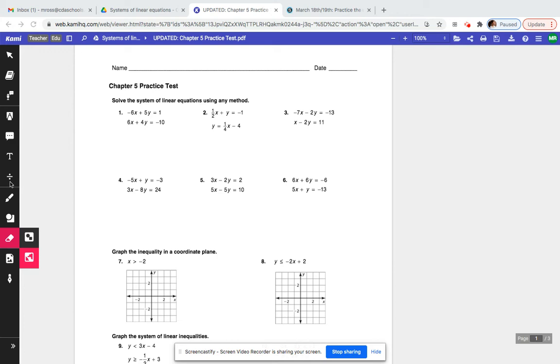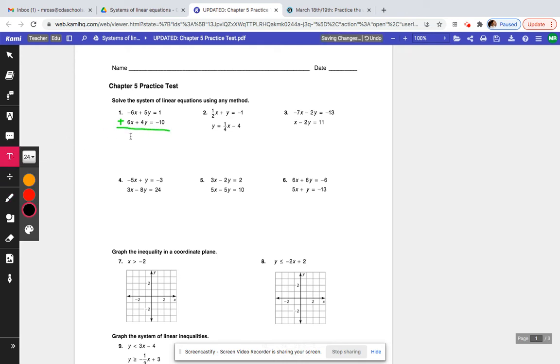So let's go through this. If you have any questions, let me know. First, for 1 through 6, you're going to be doing systems of equations. If you remember, we have elimination, substitution, or graphing. I highly recommend for the first one, we do the elimination process. Right off the bat, we can add our equations together here.